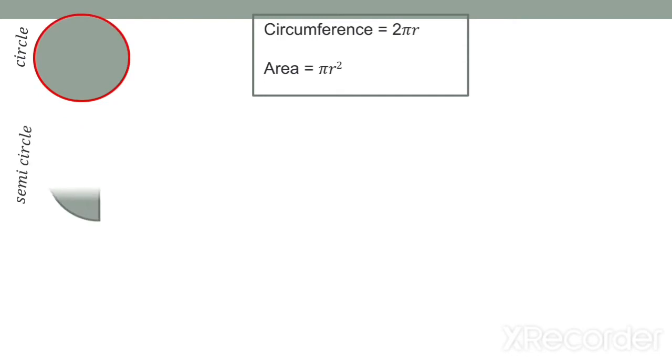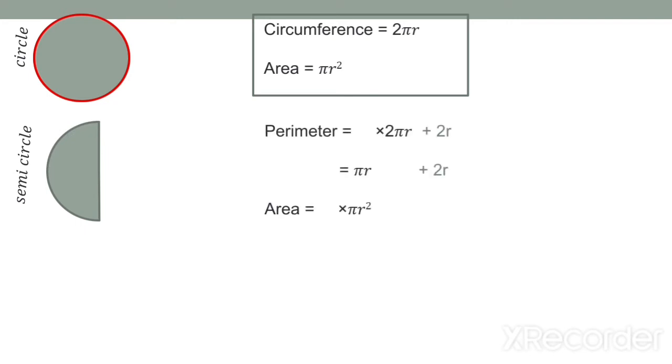Then semicircle, that is a half of the circle. To find out the perimeter, you can take 2 pi r as the circumference formula, and this is a half circle, so you can multiply it with half into 2 pi r. For area also you have to multiply with half into pi r squared.